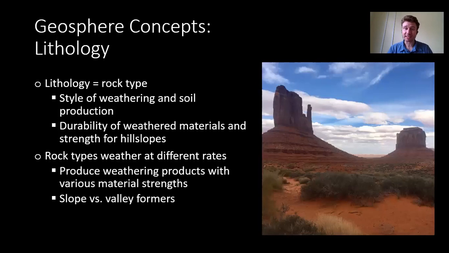So then you can get things like slope formers on some rocks versus valley formers and cliff formers, looking at how lithology can impact our landscape. And ultimately, this behavior is regulated by climate. Depending on where rocks are in the world and what climate they're subjected to, they're going to weather and erode at different rates, paces. And our landscapes will respond accordingly.